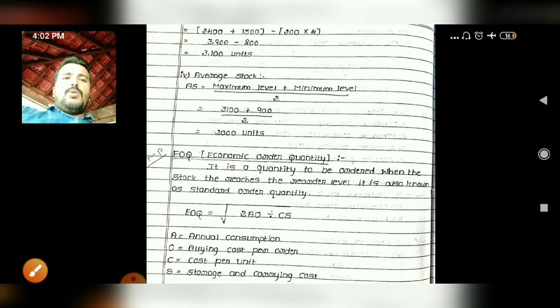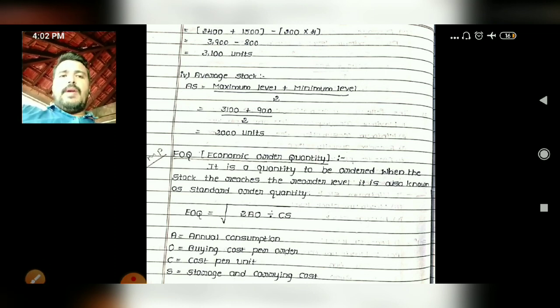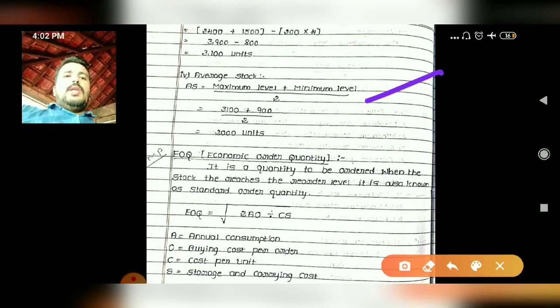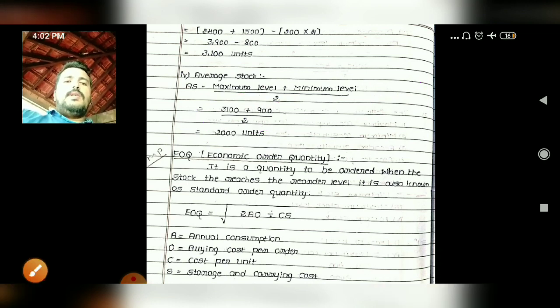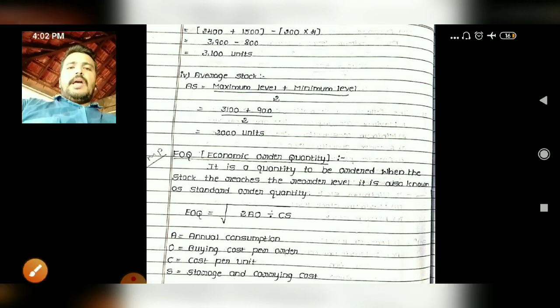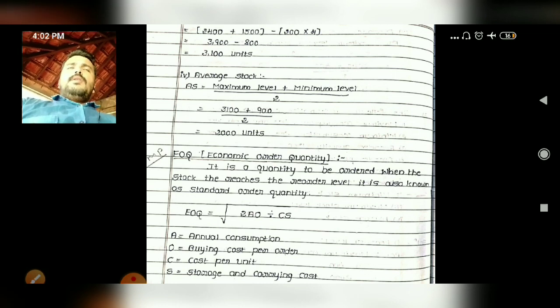Then average stock you have to calculate. Just you have to average the two stock levels, maximum stock level and minimum stock level. That you have calculated: 3100 is the maximum, 900 is the minimum. Just you have to average it to get the main answer. So this way you have to calculate. Very simple calculations. Just you have to apply the main items into the formula. You have to learn the formula by heart, no other option.